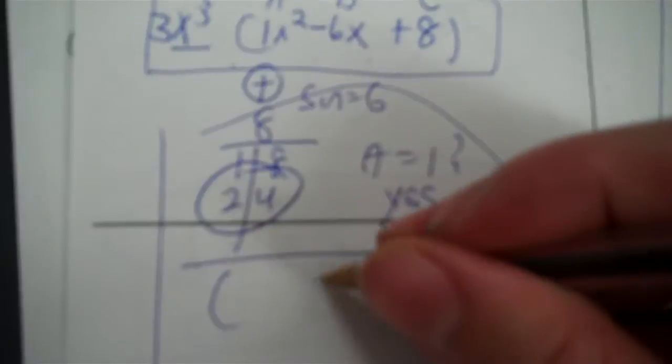A, B, C. 1 times 8 is 8, positive, so sum of 6. Nope, bingo. Okay, is A 1? Sure it is. 2 parentheses. Now, I don't need to lead off with anything because A is just a 1. X second will become x times x, and then 2 and 4. So I have minus 6, so I'm going to have minus 4 for sure. Sum would mean they're the same.